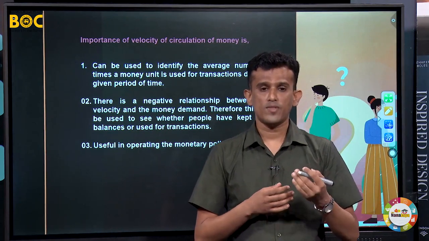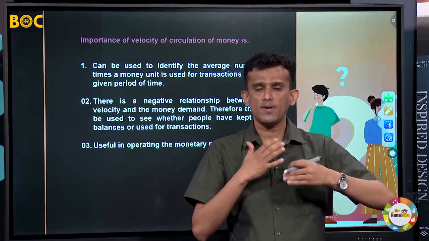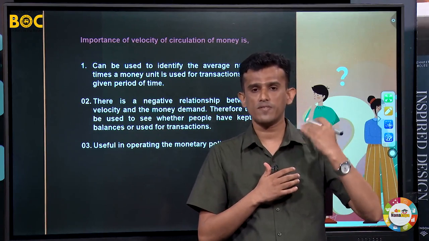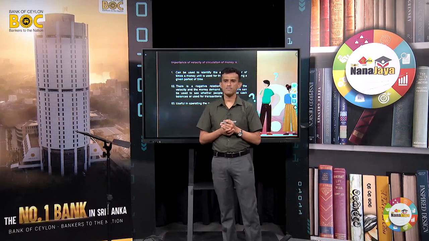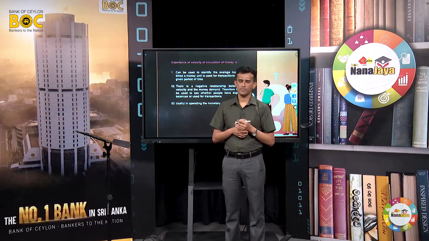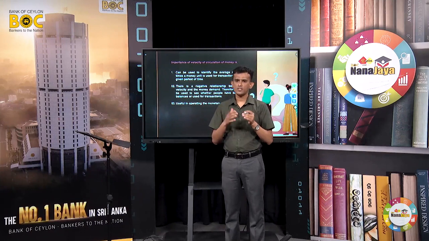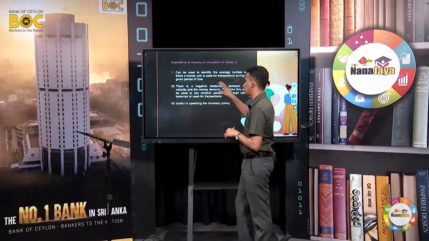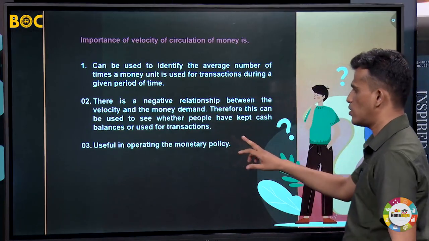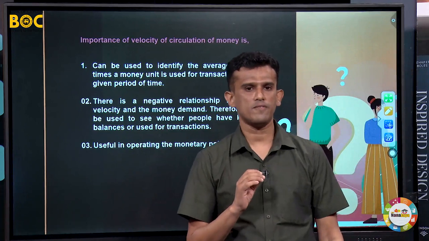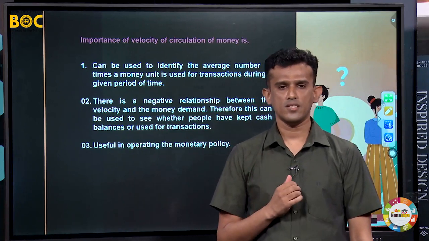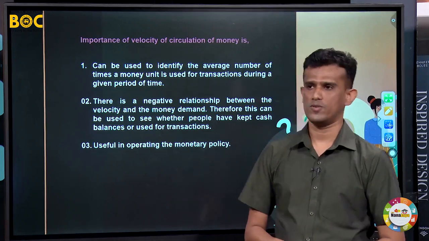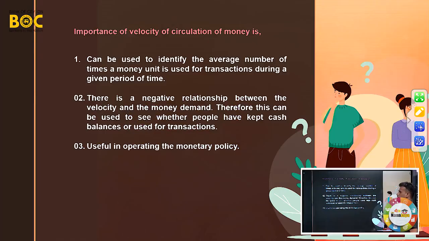On the other hand, if the people have used their cash balances continuously, frequently for transactions, money demand will be low. So by looking at the velocity of circulation of money, we can get an understanding regarding the money demand of the economy as well. Also, in operating the monetary policy of an economy, the velocity of circulation of money will be used. So these are the importance and uses of calculating the velocity of circulation of money.